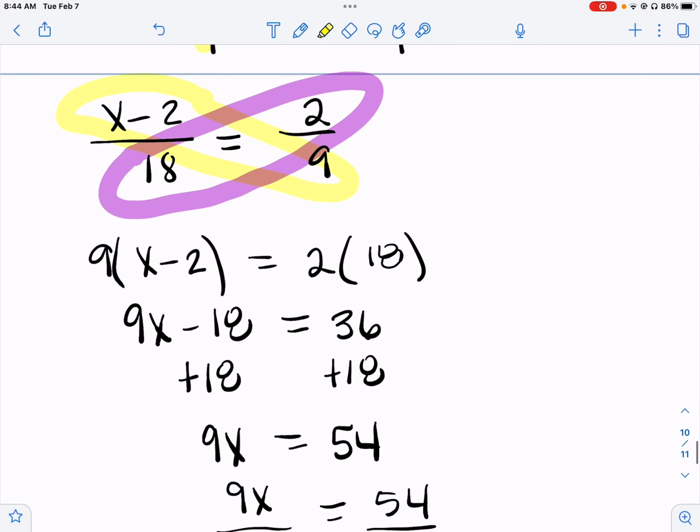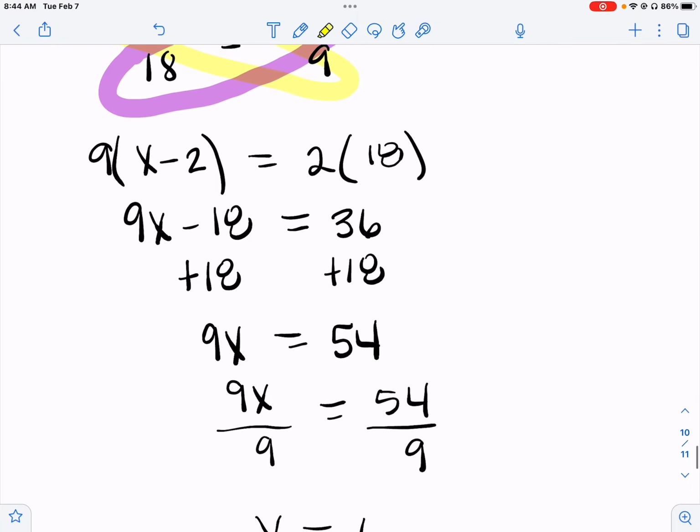Okay, x minus 2 over 18 equals 2 over 9. We're going to multiply crossways. So we need to do 9 times x minus 2 and 18 times 2. On that left side, we distribute the 9. 9 times x, 9x. 9 times negative 2 is negative 18. On the right, 2 times 18 is 36.